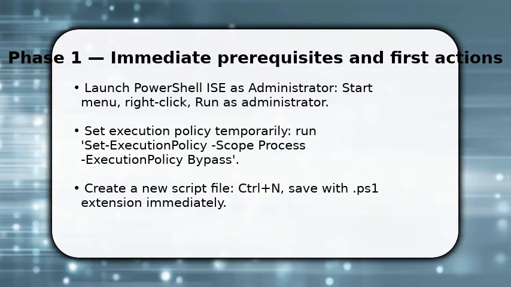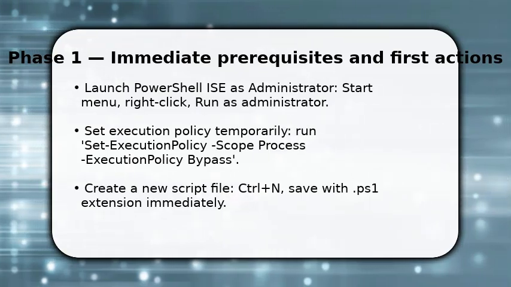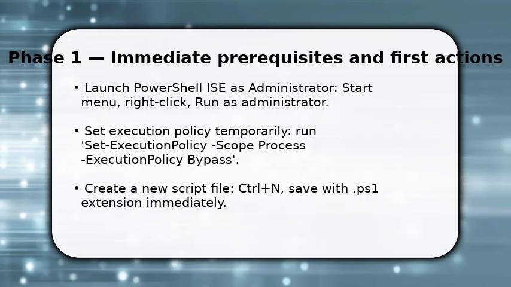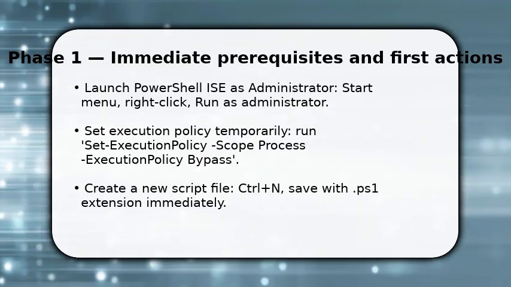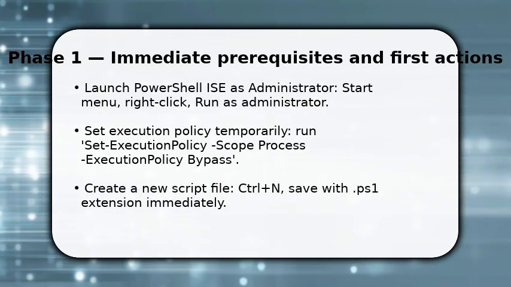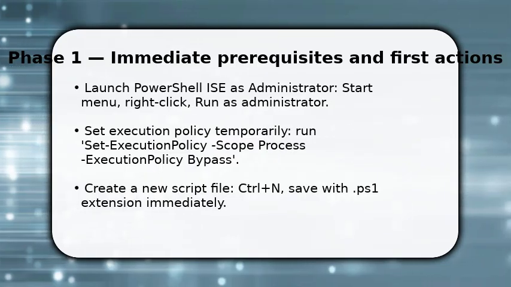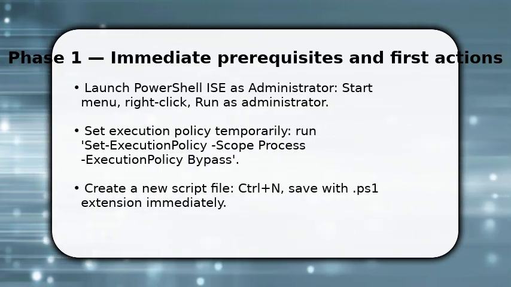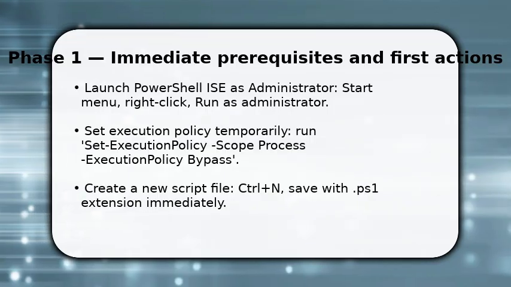Enjoy the video. You begin by opening PowerShell ISE as administrator so you can run scripts without permission errors. Once open, set the execution policy for this session to bypass with the Set-ExecutionPolicy -Scope Process command. This lets you test scripts safely without changing machine policy.